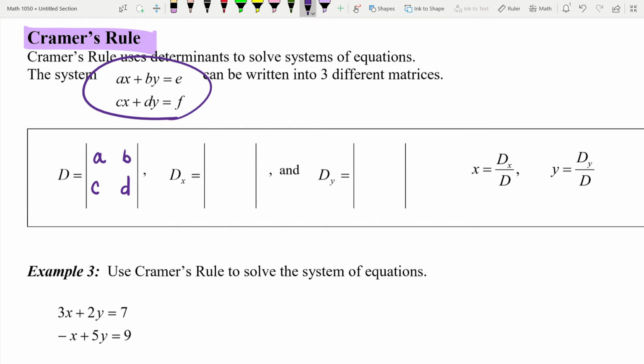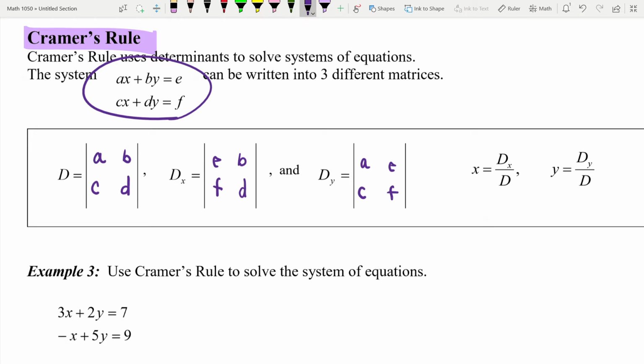Now watch this. To find d sub x, do you see how the c and the a are the coefficients of x? If you're finding d sub x, those numbers are going to change. The b and the d are going to stay a b and a d because those are the y's. So the x's change to the right-hand side, which are e and f. So there's your setup. To find d sub y, the x's stay the same, a c. The y's change to e f.